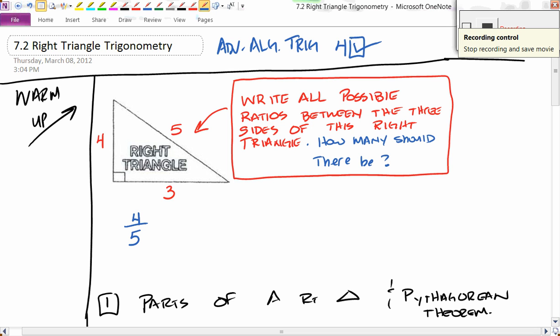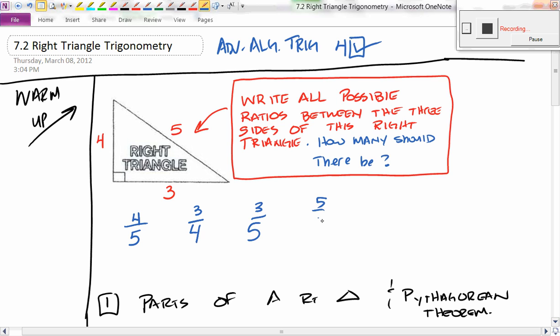4/5 was one of the ratios of this triangle, and there should be 6 of them total. So let's shout out the rest of them. What are the other ones? 3/4. Good. What's the next one? 3/5. Give me another one. 5/3. Give me another one. 5/4. And lastly, 4/3. Okay.